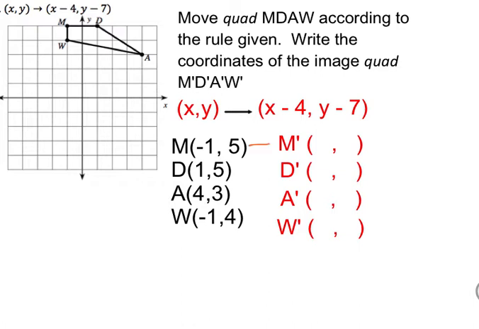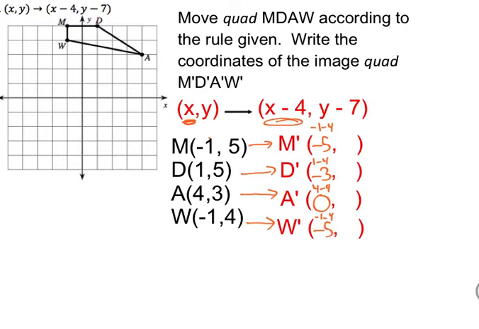So just applying the coordinate rule, every x is going to become x minus 4. So negative 1, I'm going to subtract 4 from it. That's negative 1 minus 4, that's negative 5. 1, I'm going to do 1 minus 4, and that is negative 3. 4, I'm going to do 4 minus 4, and that's 0. Negative 1, well, negative 1 minus 4 is negative 5.